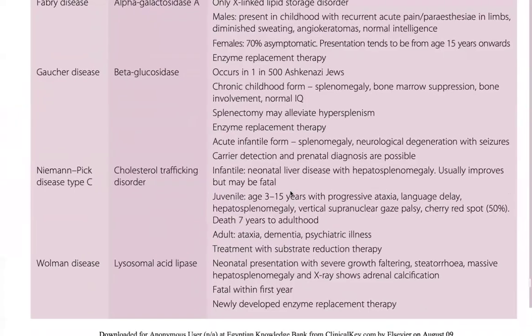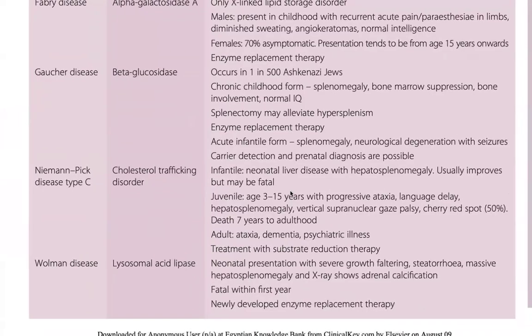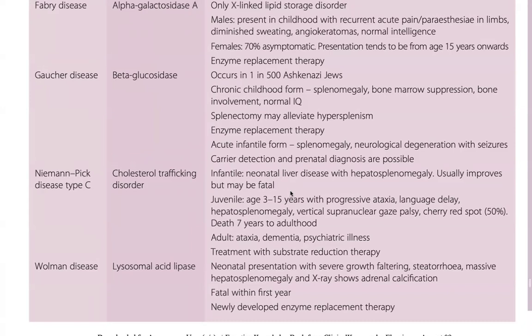Enzyme replacement therapy is available. Gaucher disease: beta-glucosidase deficiency occurs in 1 in 5 among Ashkenazi Jews. Chronic childhood forms carry bone marrow suppression and bone involvement, with normal IQs; splenectomy may alleviate hypersplenism. Enzyme replacement therapy is used. Acute infantile forms carry neurological degeneration with seizures. Carrier detection and prenatal diagnosis are possible.